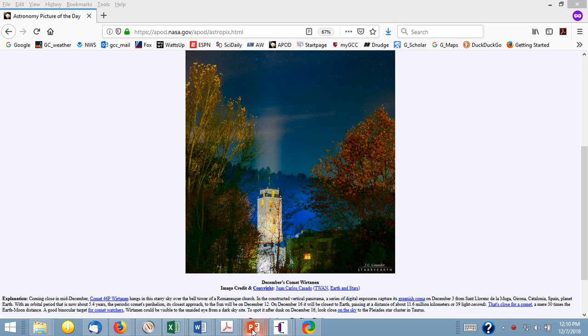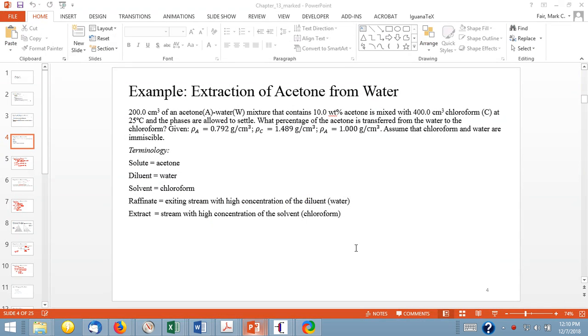Let's go ahead and finish up what I was going to do originally. I wanted to take a look at a problem using ChemSep. Just to review, I wanted to do this example that we had done previously, where we were doing extraction of acetone from water. This was in our chapter 13 presentation, and we went through and solved this problem originally.